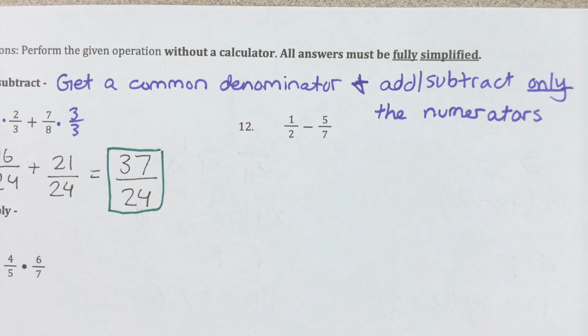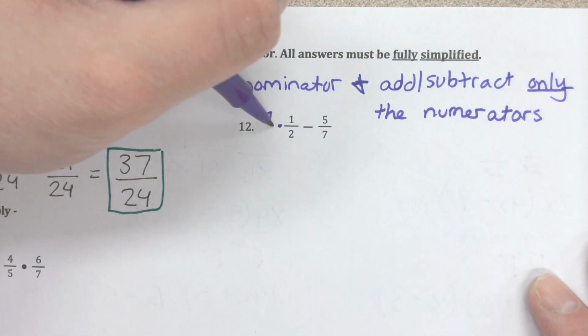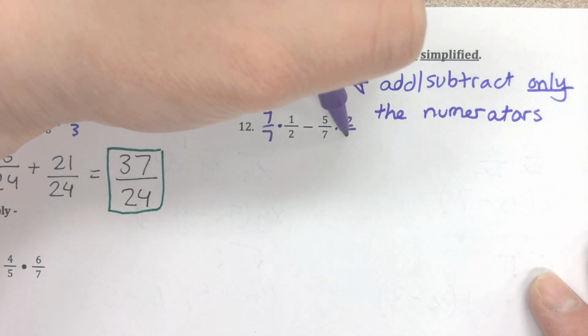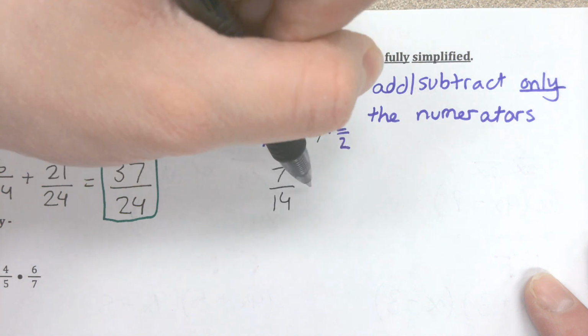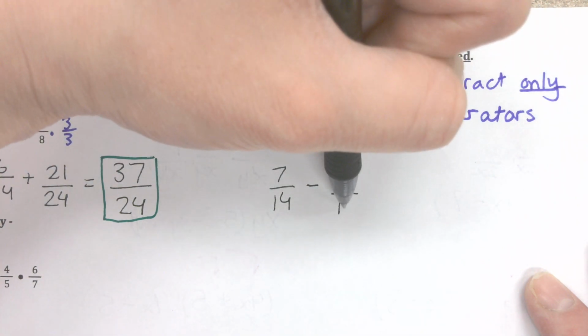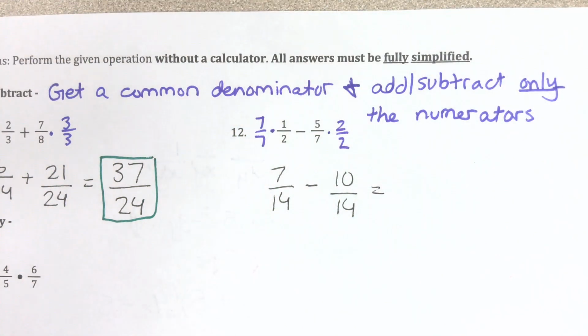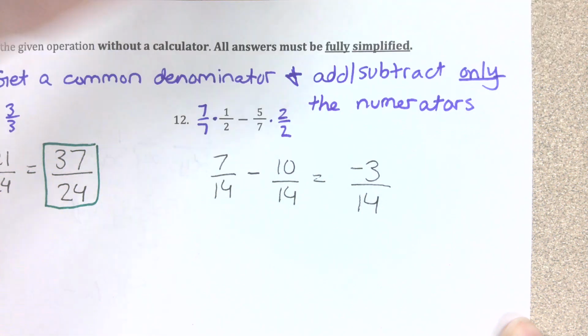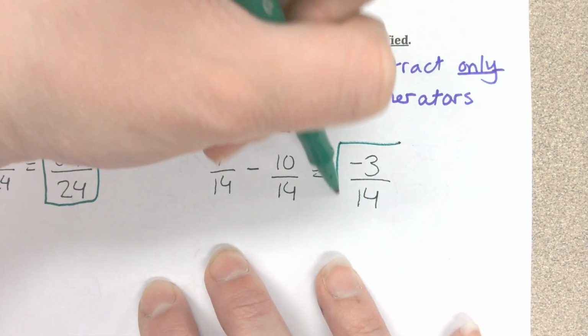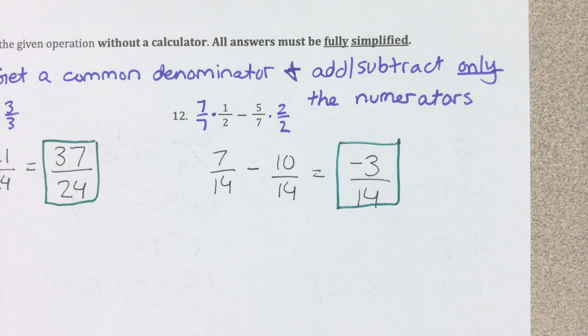Number 12, 1/2 minus 5/7. Same procedure. Get a common denominator first. 7 and 2, common denominator would be 14. Times 7 over 7 on the left, times 2 over 2 on the right. Multiplying to get our new fractions, we have 7 over 14 minus 10 over 14. Again, subtract straight across the top. 7 minus 10, -3. Keep the denominator of 14. Can't reduce, so that's it. Questions on adding and subtracting fractions?